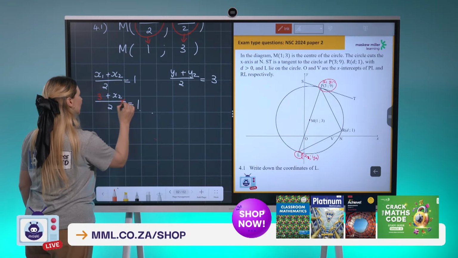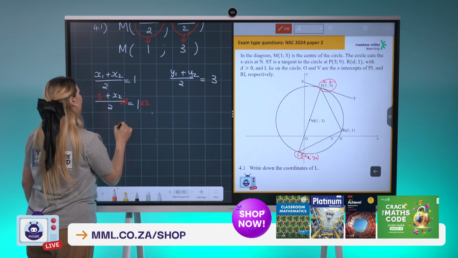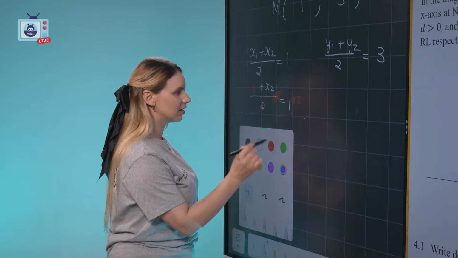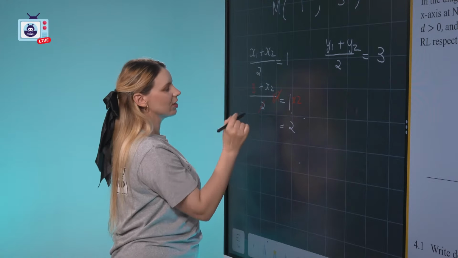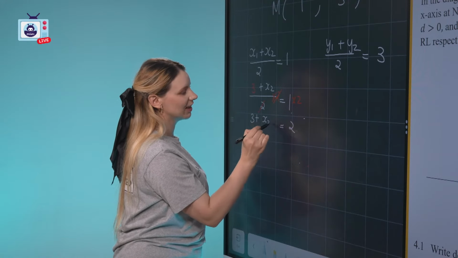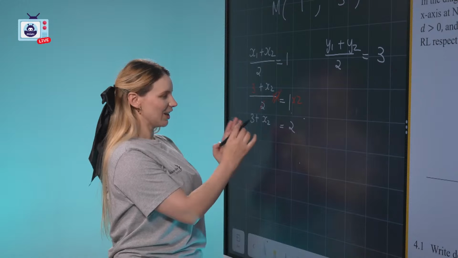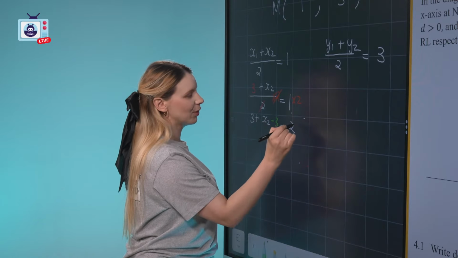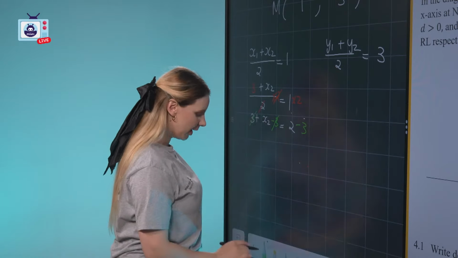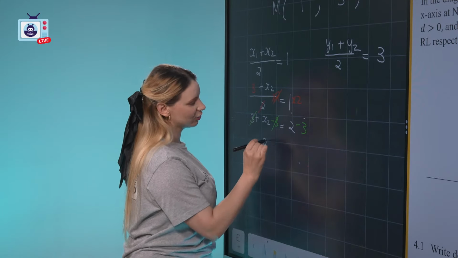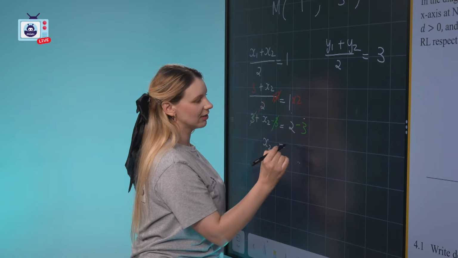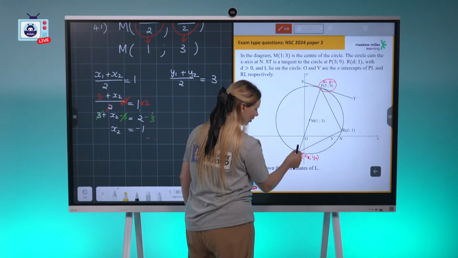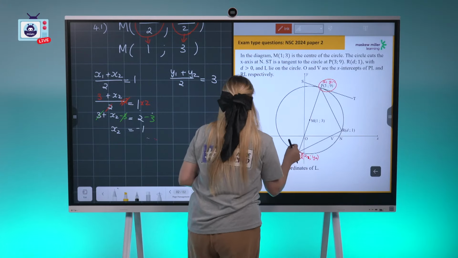So what we're going to do now is multiply both sides by 2, and then that is going to cancel. I'm going to have 1 times 2, which is 2 on my right-hand side, and I'm left with 3 plus my second x coordinate, which means I can now solve for my second x coordinate. How? I'm going to subtract 3 on both sides. That will fall away, and I've got x2 equals 2 minus 3, which is negative 1. So my x2, which is the x coordinate of L, should be negative 1.